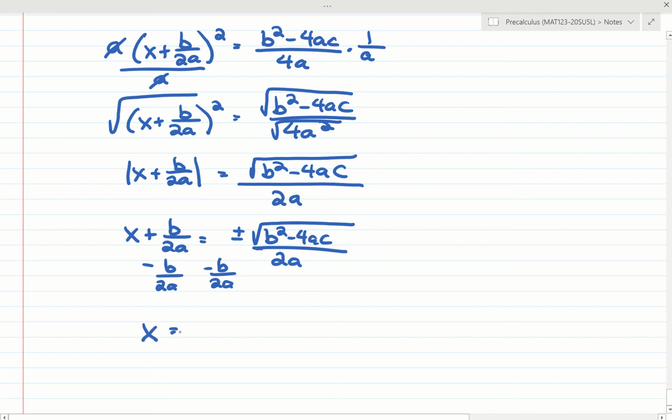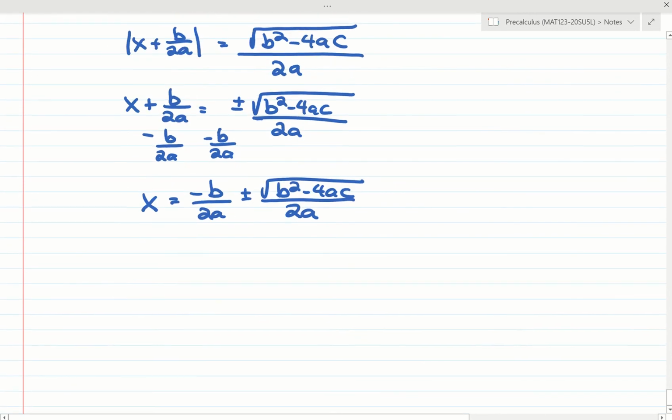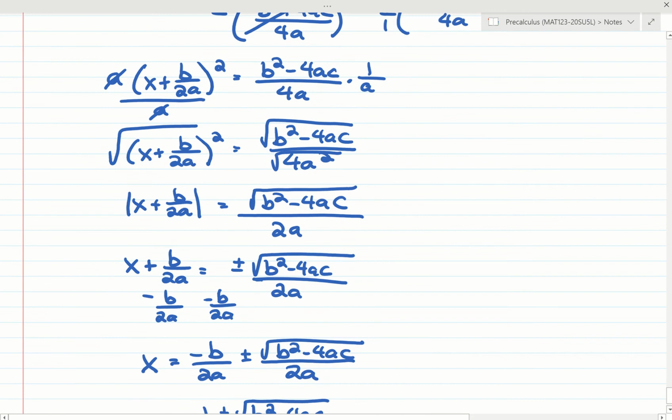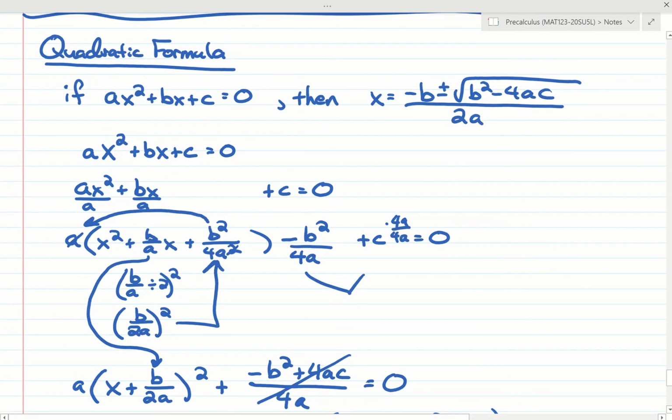And you get x is equal to negative b over 2a plus or minus the square root of b squared minus 4ac over 2a, or bringing it all together, x is equal to negative b plus or minus the square root of b squared minus 4ac, all divided by 2a, the common denominator. That's where the quadratic formula comes from. It comes from generalizing, completing the square from a standard form of a quadratic equation.